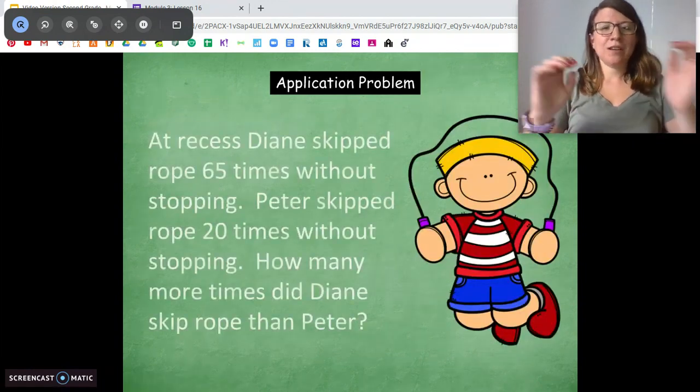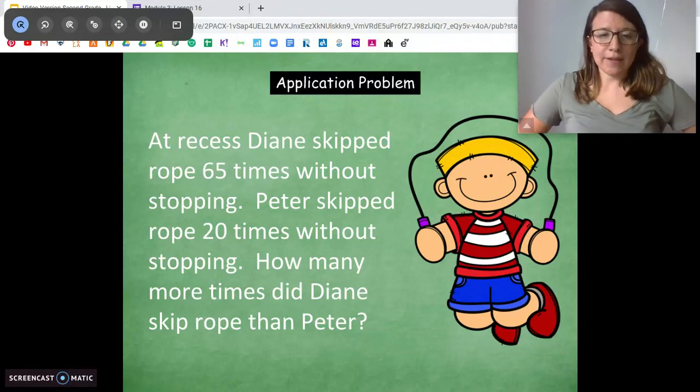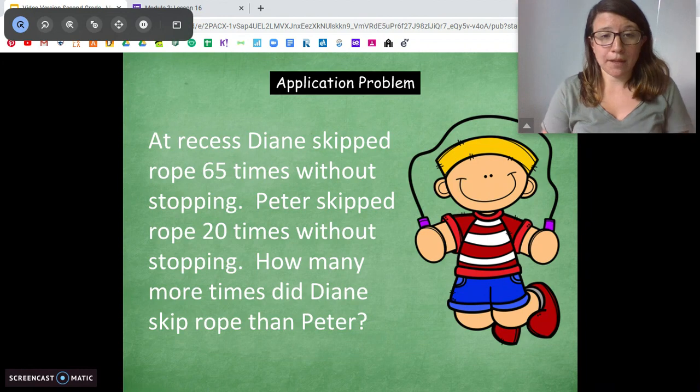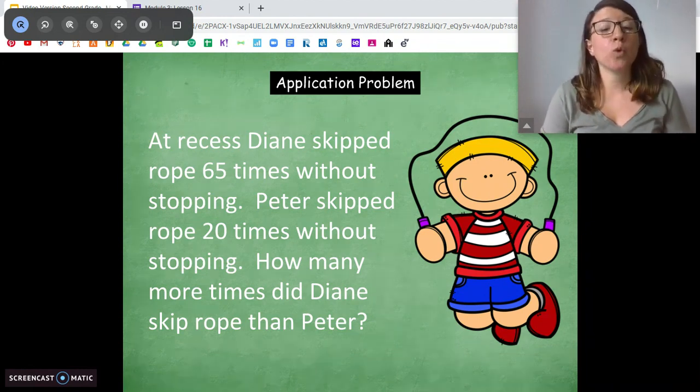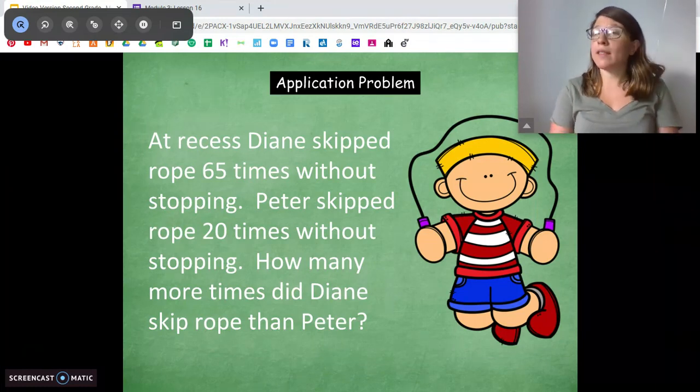and we'll get started. So our application problem today, it says, at recess, Diane skipped rope 65 times without stopping. Peter skipped rope 20 times without stopping. How many more times did Diane skip rope than Peter?